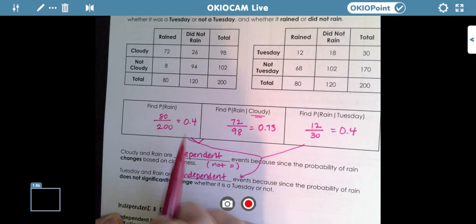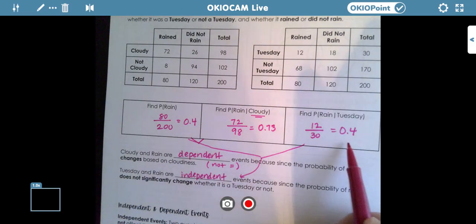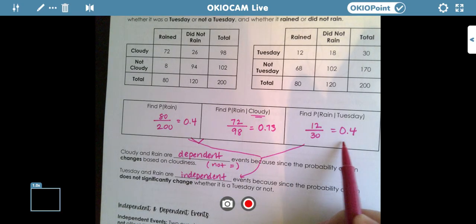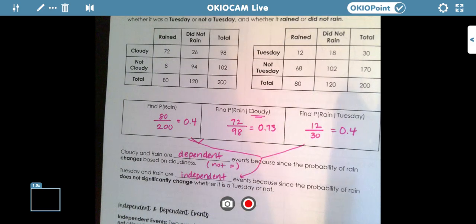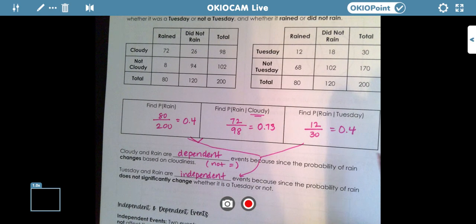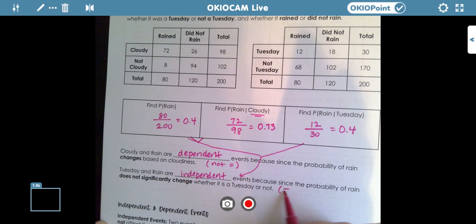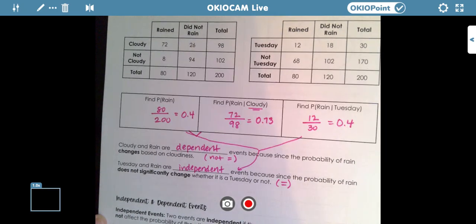Tuesday and rain, so then we're talking this one and this one, are independent because the probability of it raining was the same as the probability of raining if you told me it was a Tuesday. You telling me it was a Tuesday didn't affect the probability that it was going to rain. That's what makes it independent. Those probabilities are the same. The given had no effect on the probability.